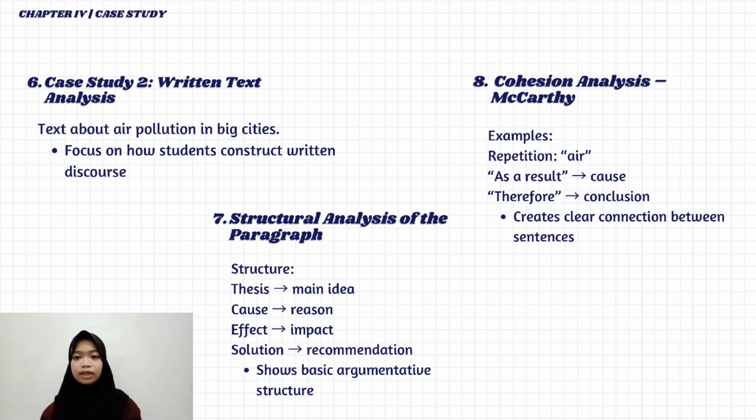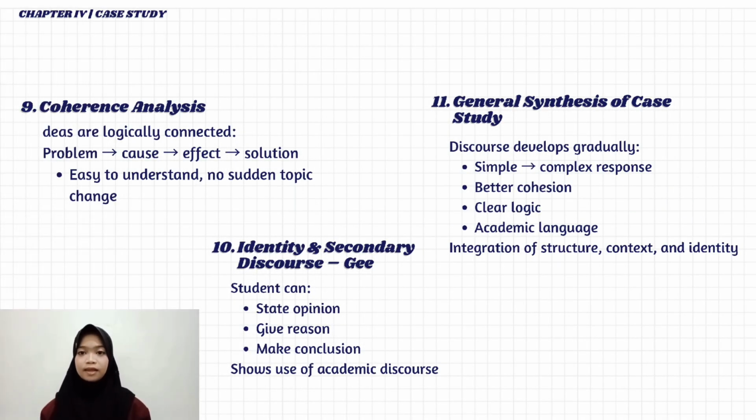And the next, cohesion analysis. The student uses repetition like air and connectors such as as a result, and therefore, and this helps connect the sentences clearly. Next is coherence analysis. The ideas are logically organized from problem to solution. There are no sudden changes, so the text is easy to understand. And identity and secondary discourse. The student is able to state an opinion, give reasons, and make a conclusion. And this shows a participation in academic discourse.